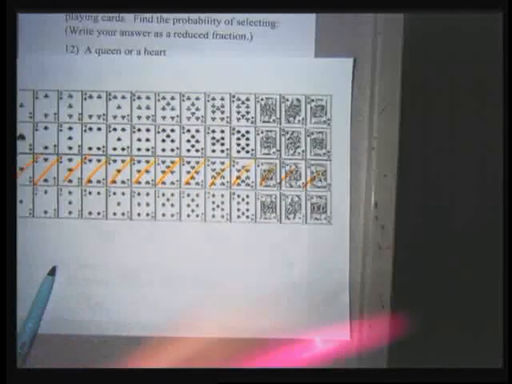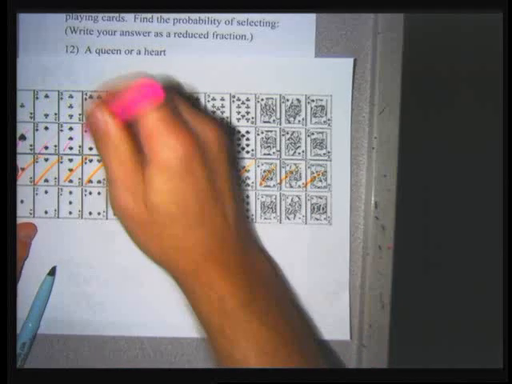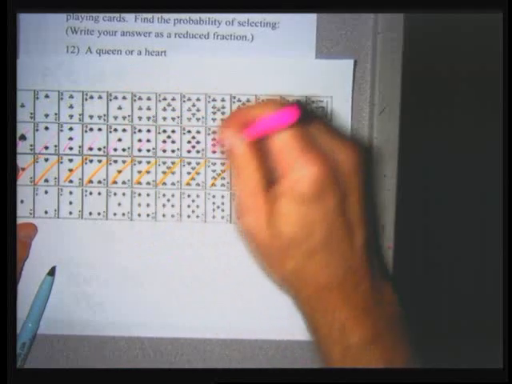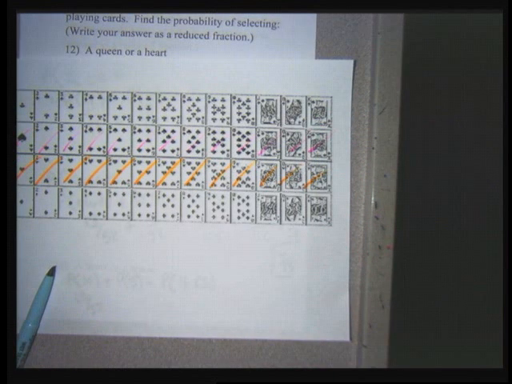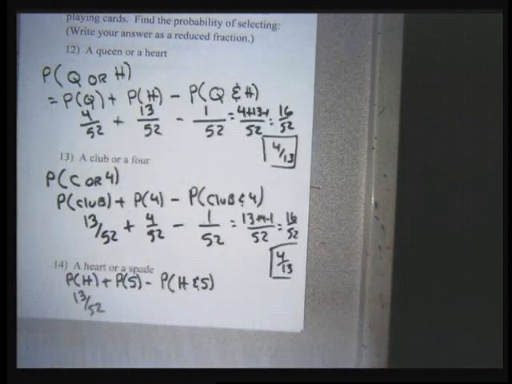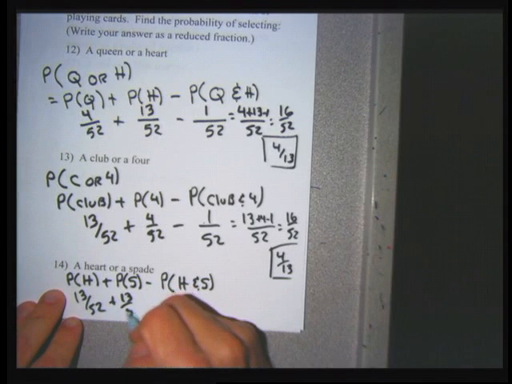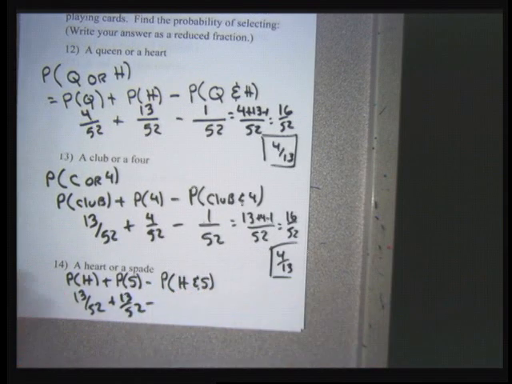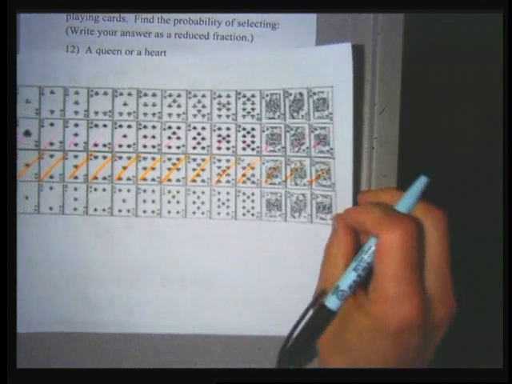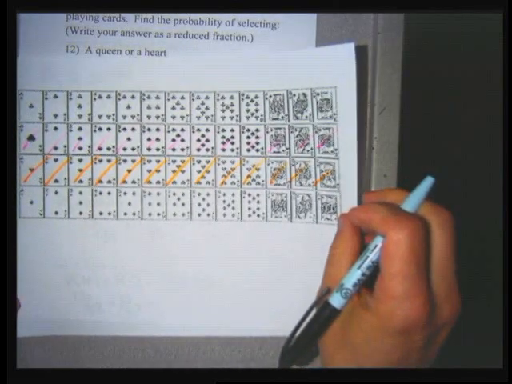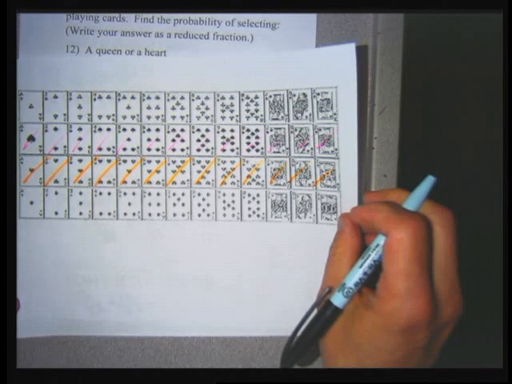Next, I'm going to mark out the spades. The probability of getting a spade is 1, 2, 3, 4, 5, 6, 7, 8, 9, 10, 11, 12, 13 over 52 again. So both of my first two fractions are 13s and 52s. And then I have to subtract out any card that's been counted in both sets. There aren't any overlaps. The hearts and the spades are disjoint.